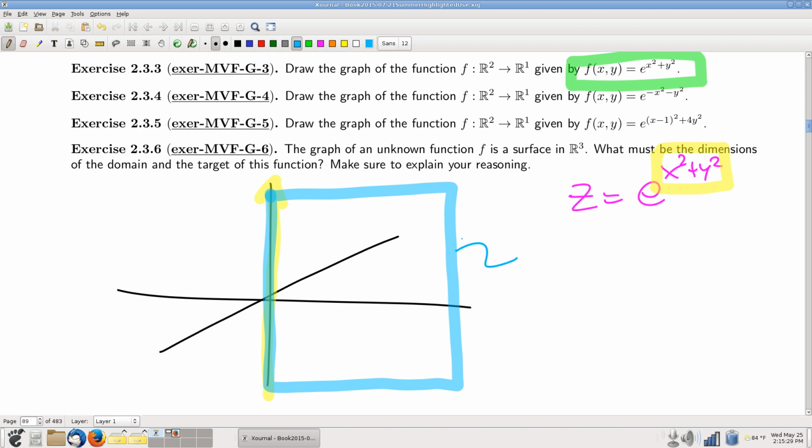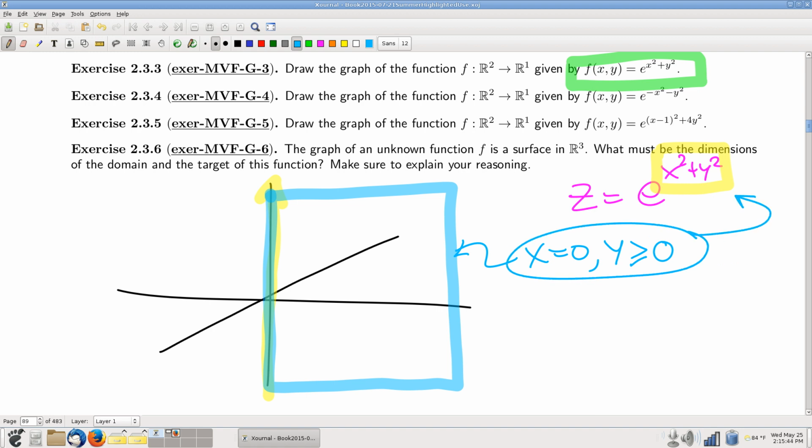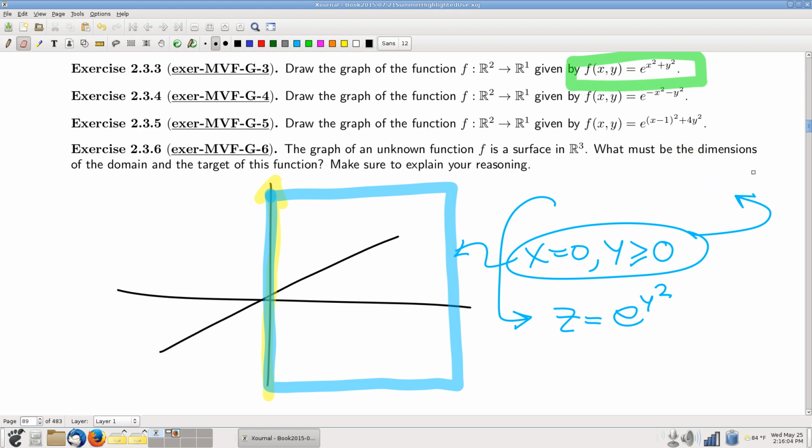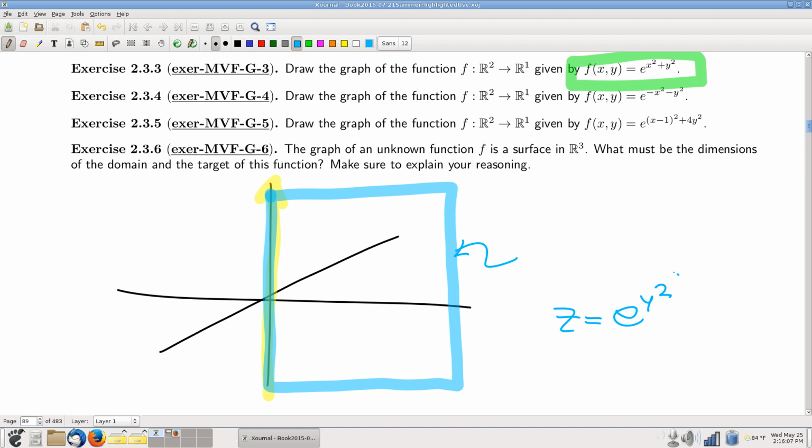Well, in that plane, x is equal to 0, and in the half plane, y is non-negative. If I put this into the equation, then in that half plane, z equals e to the x squared. I'm sorry, e to the y squared. Okay. So now my challenge is simply to understand what this curve looks like in that half plane.